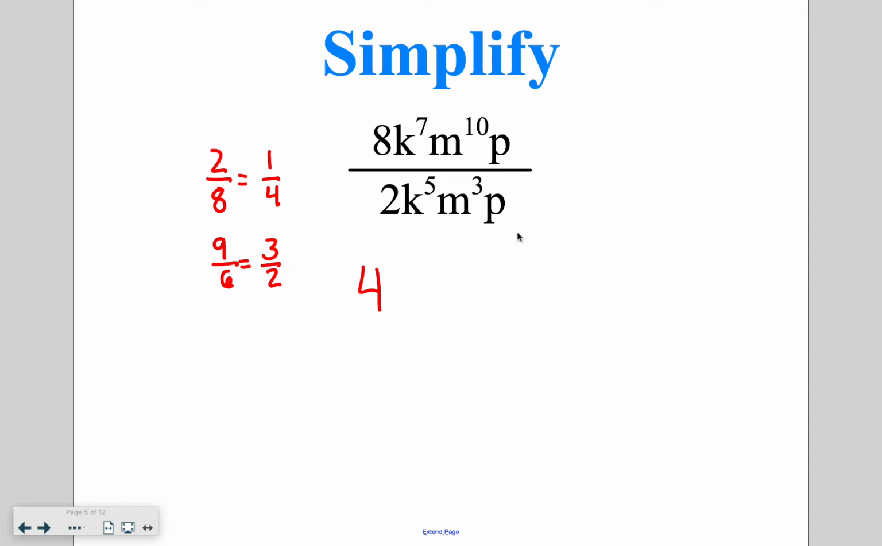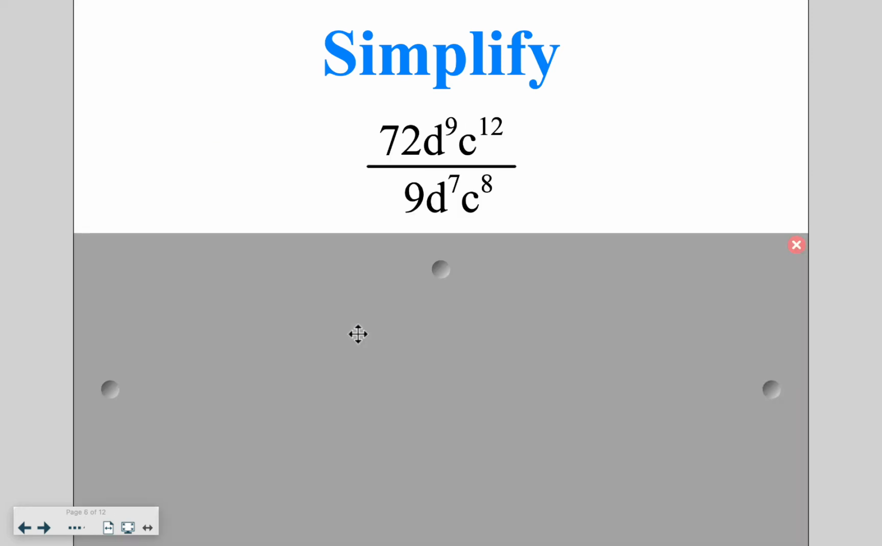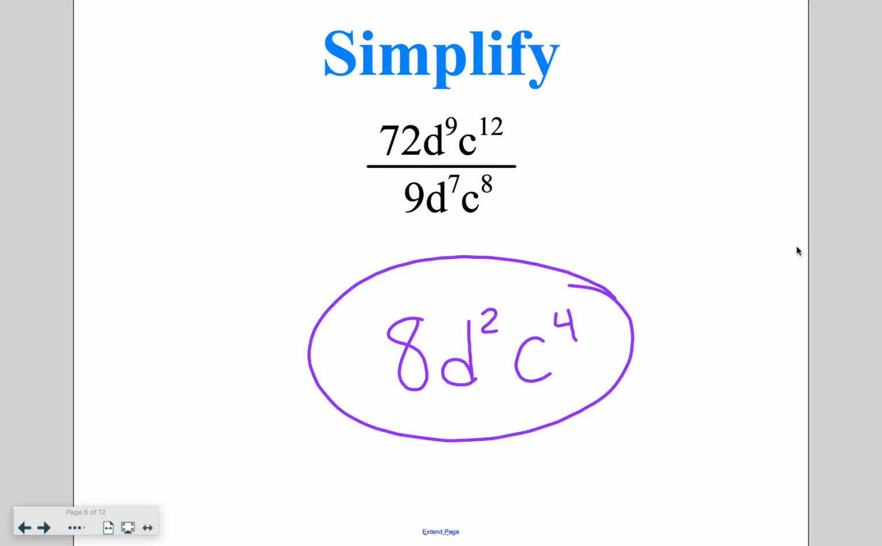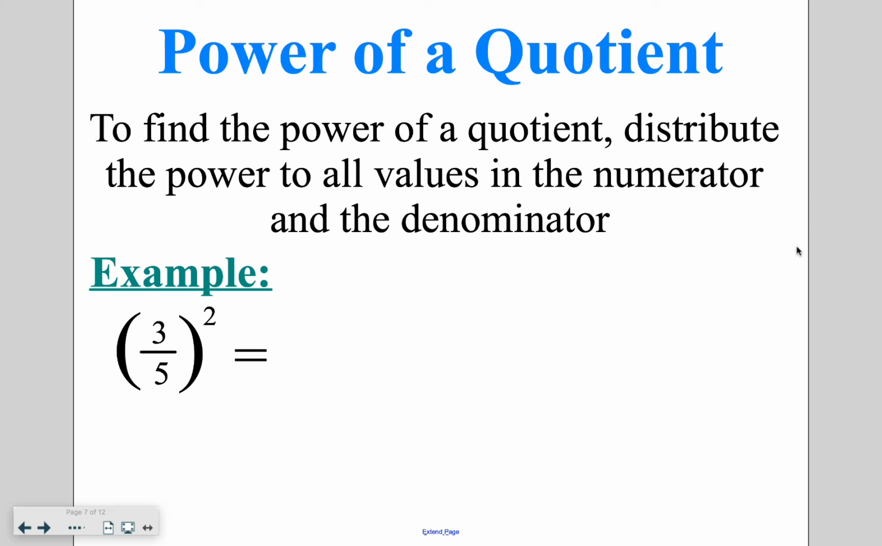Then we look at each of our values, so k to the 7th divided by k to the 5th, subtracting those two exponents gives me k to the 2nd. M to the 10th divided by m to the 3rd gives me m to the 7th when I divide, and then p divided by p, those cancel out, so there is no p in my final result. Go ahead and try this one on your own. Doing your division, you get 8, and then simplifying the exponents, it's d to the 2nd and c to the 4th.